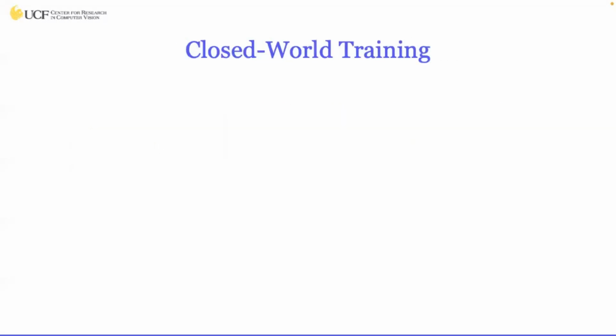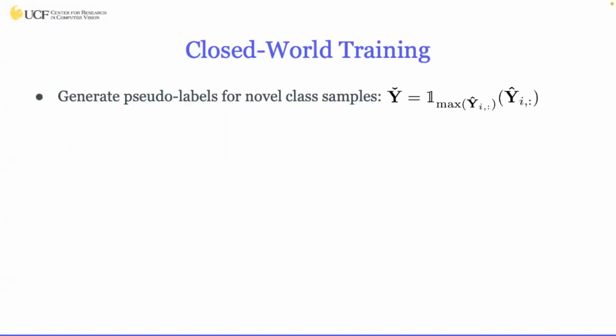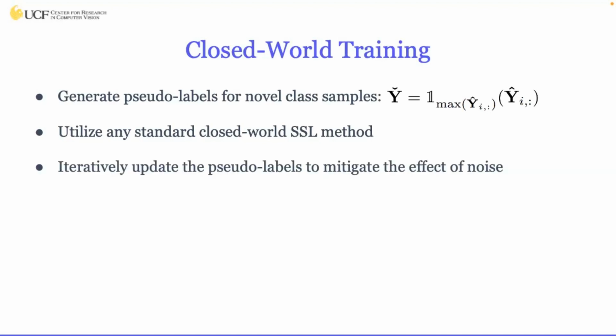Once we learn to discover novel classes, we can basically generate pseudo-labels for the novel classes. And if we can generate pseudo-labels for novel classes, we don't have any notion of novel classes anymore, and we can utilize any off-the-shelf closed-world SSL method in our work. However, some of the pseudo-labels will be noisy. To mitigate that noise, we introduce iterative pseudo-labeling, where we iteratively update the pseudo-labels to mitigate the effect of noise.